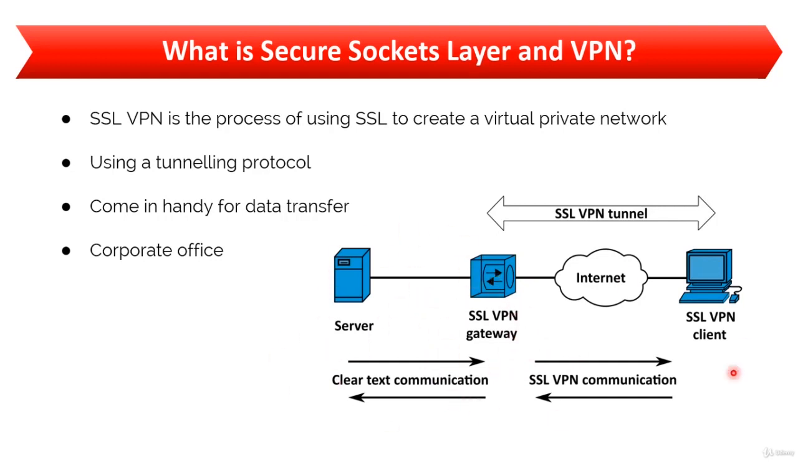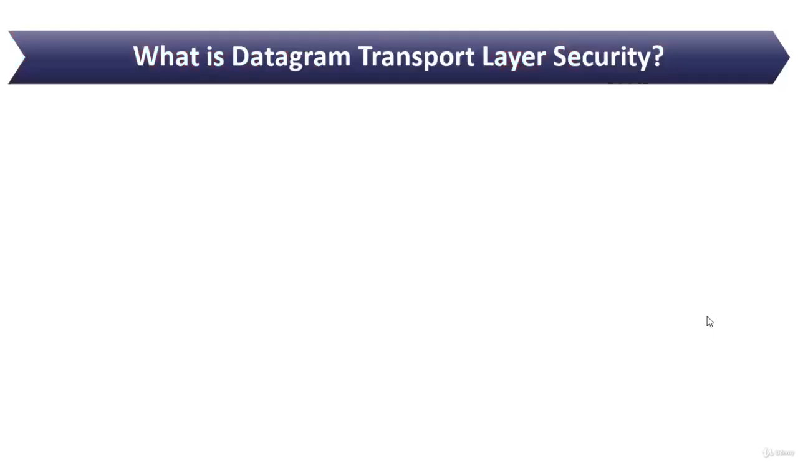So here it is. You can see the server and the SSL VPN gateway. Here is the clear text communication. But when a client wants to connect through the internet to your server, it uses an SSL VPN communication, which provides more security. So that is it for SSL and VPN. Just make sure that you understand why VPN is used alongside SSL. It is literally a process of using SSL to create a private network. So that is the use of SSL and VPN.